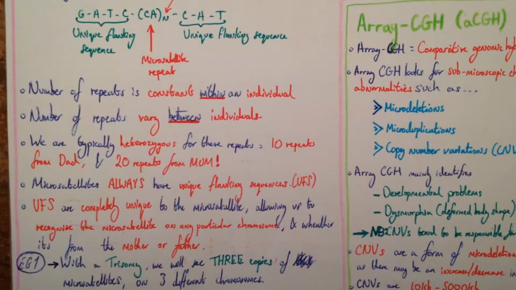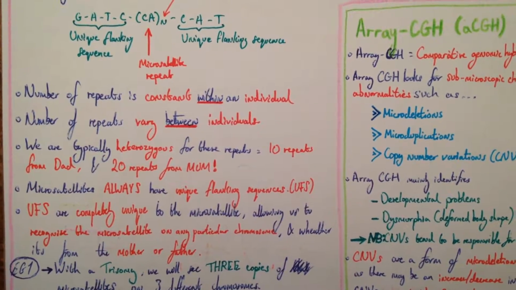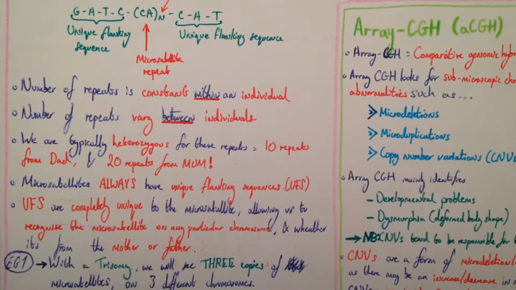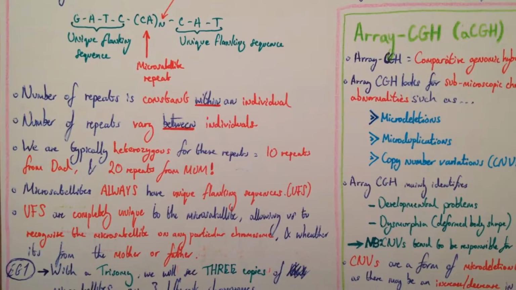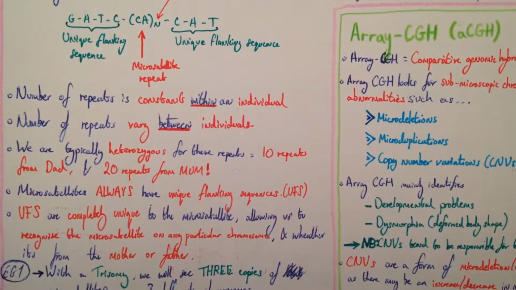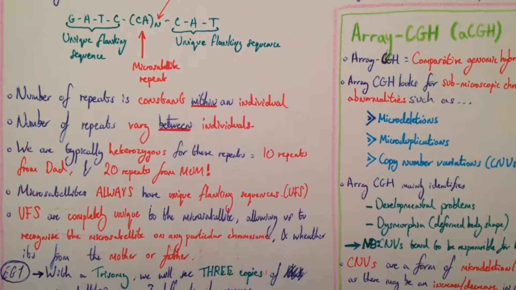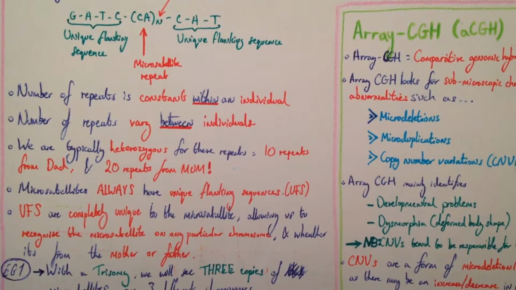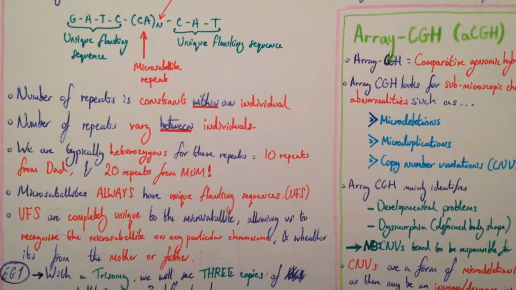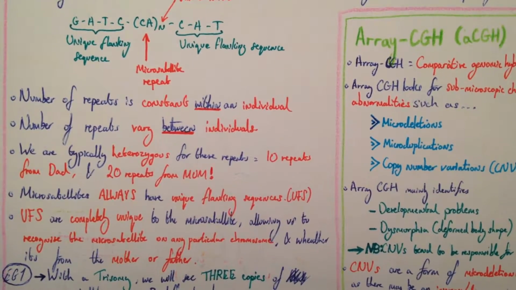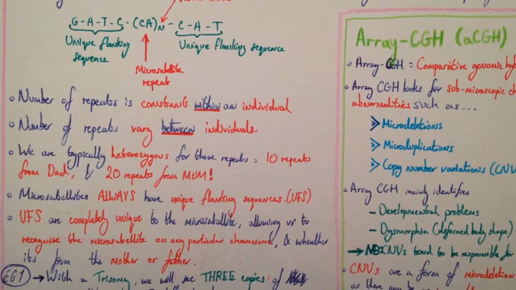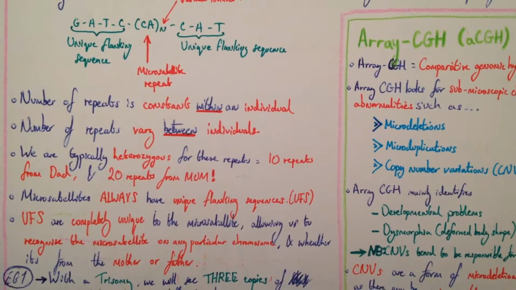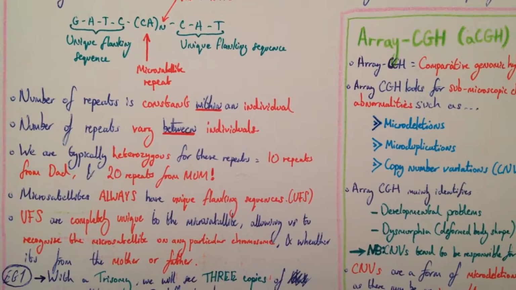Microsatellites always have unique flanking sequences, as we showed you before. Unique flanking sequences are completely unique to the microsatellite, allowing us to recognize the microsatellite on any particular chromosome, and whether it's from the mother or from the father.